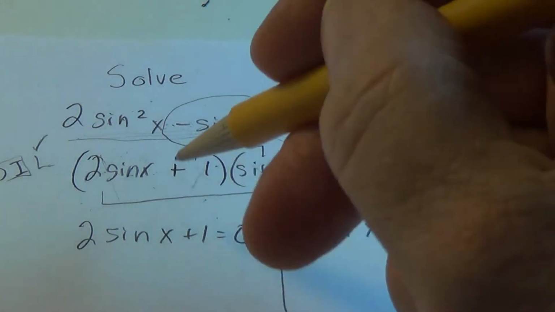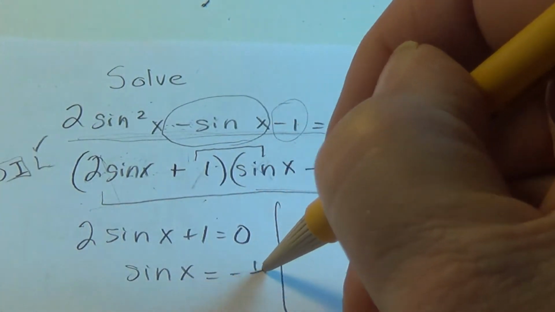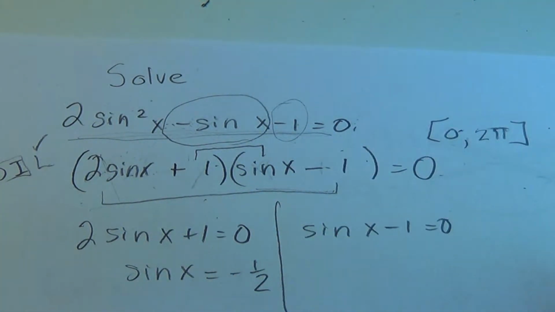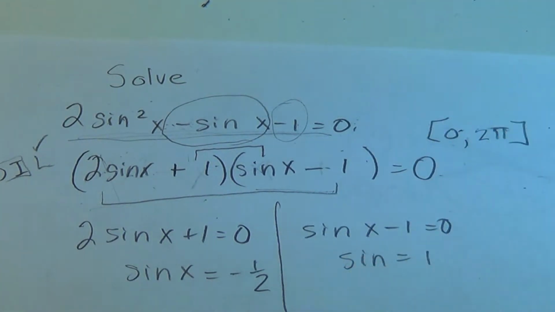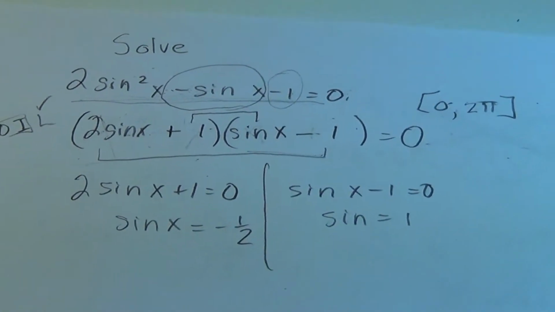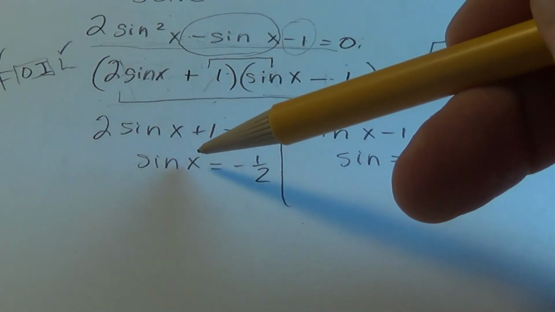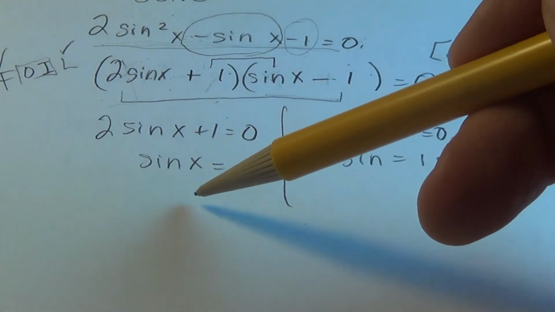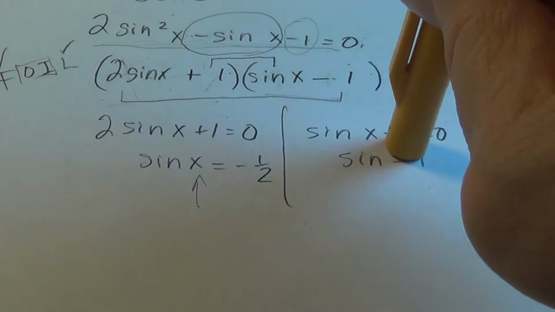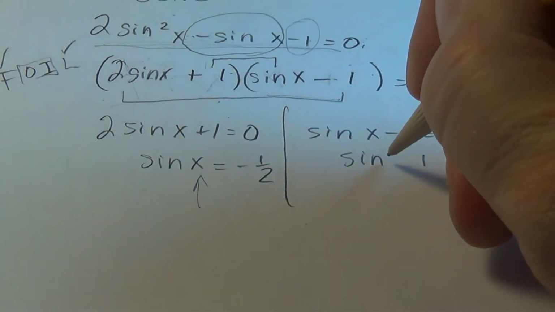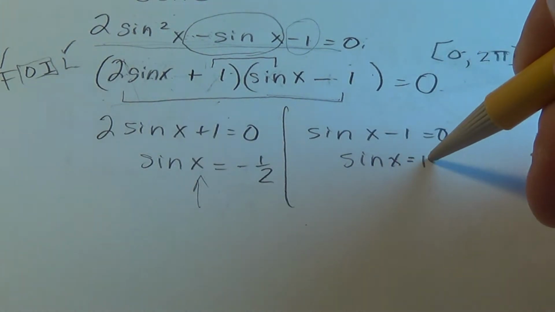Solving this one first, I move the 1 over and divide by 2 to get sine x is -1/2. And over here, I move the 1 over, I get sine x equals 1. All right, so are we done? No. So we have to find what angle has this as its sine. Oops, I lost my variables. All right. What angle has this as its sine?